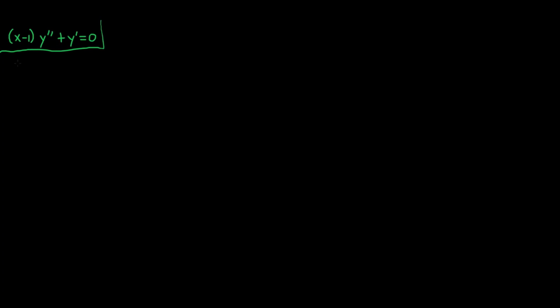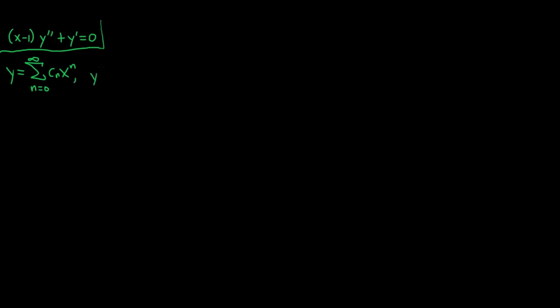So the first step always in these problems is to start by letting y be equal to an infinite sum. So y will be the sum as n runs from 0 to infinity of c sub n x to the n. The next step is to take the derivative of y as many times as necessary. So in this case, we have a second derivative, so we need to take the derivative twice.